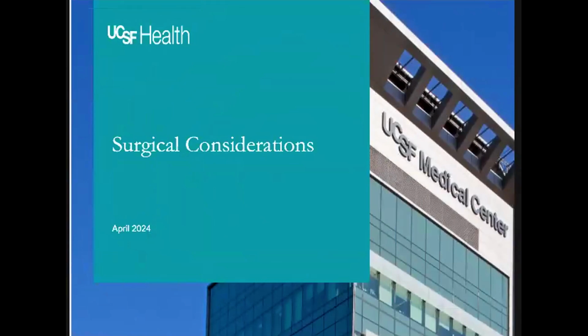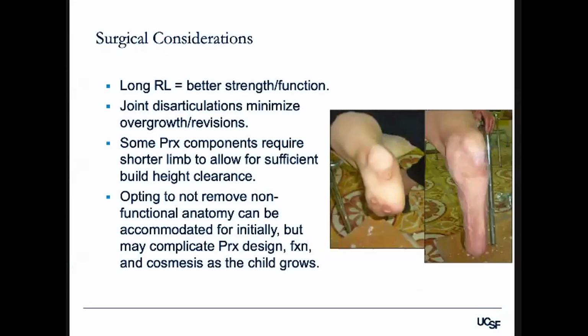So, some surgical considerations. And again, Dr. Mayer did a really great job of giving an overview on this, and I agree that the goal is really limb optimization. And so as prosthetists, our goal, always in working with the surgeon, is to balance the surgical priorities with the prosthetic goals of the family to provide the best possible outcome.